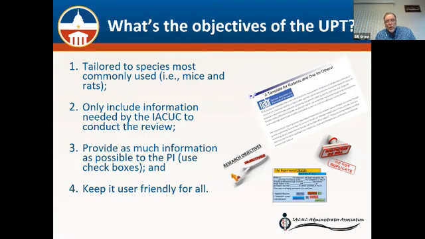One of the main points is we want this template to only include the information the IACUC needs to do the review of the animal activities. So we don't want to gather a bunch of minutia that really the committee doesn't need or doesn't use.